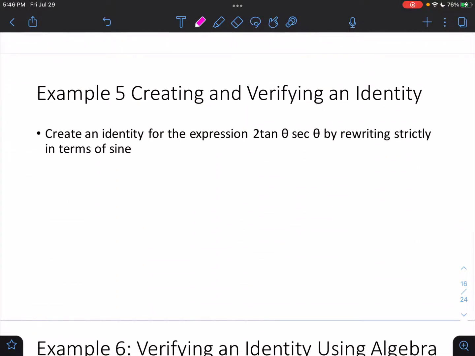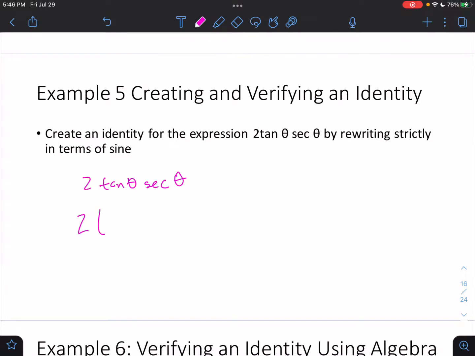Creating and verifying an identity. So we're going to create an identity for the expression by rewriting strictly in terms of sine. So we're just going to simplify this basically. And we want to turn everything, we want to have it all in terms of sine. So it should just have sine. So let's change things to sine and cosine.